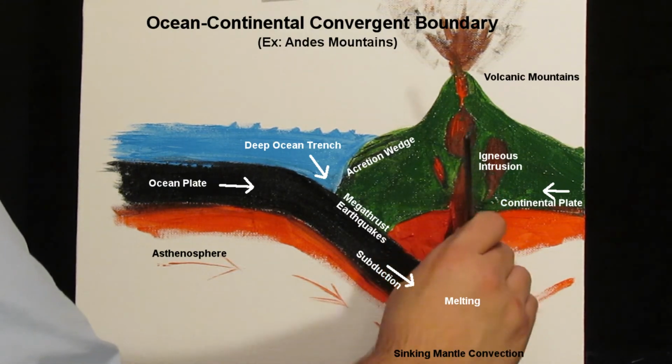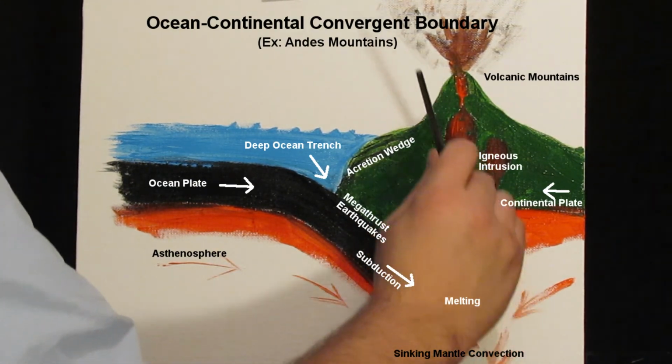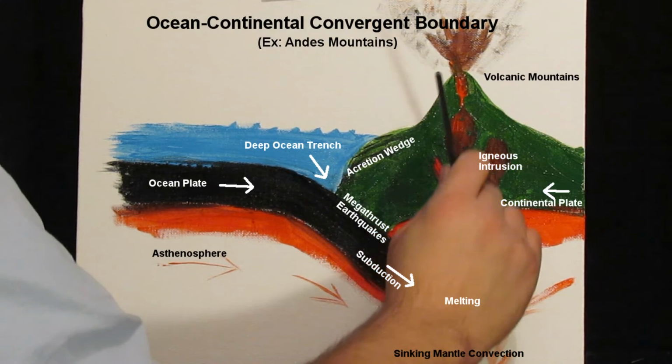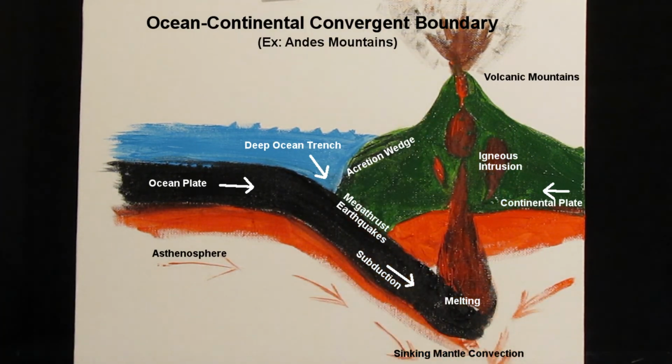All right, so that finishes up the diagram. Make sure yours is labeled: all those features, deep ocean trenches, subduction, and the direction that the plates are moving. Of course, they're coming together here. And that finishes up our diagram of an oceanic to continental collision. Next, we'll do a continental to continental collision.